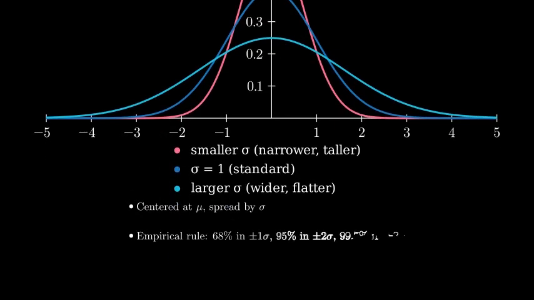To summarize, the normal curve is centered at mu and spread by sigma. Using the empirical rule, about 68% is within 1 sigma, 95% within 2 sigma, and 99.7% within 3 sigma. These quick estimates help you reason about probabilities without a calculator.